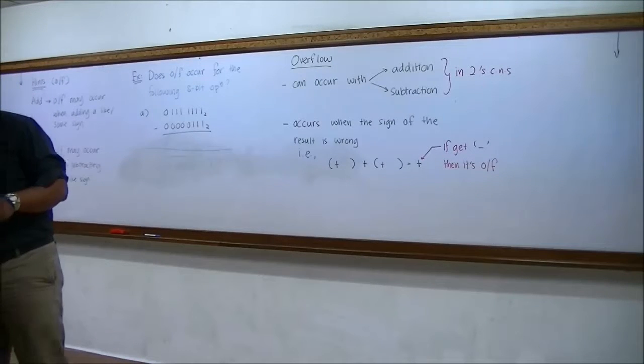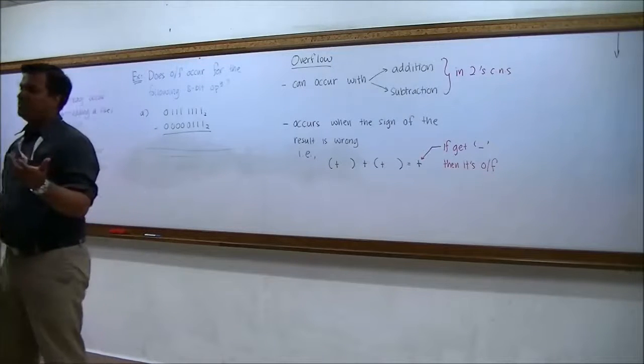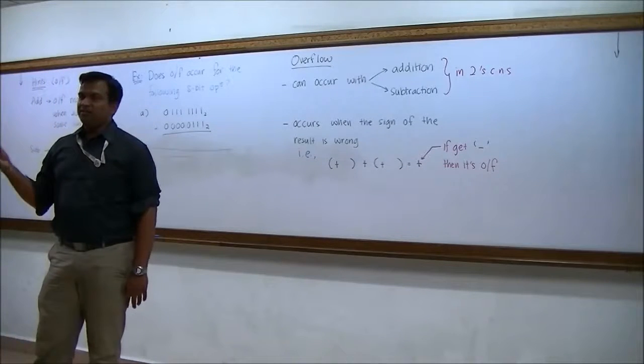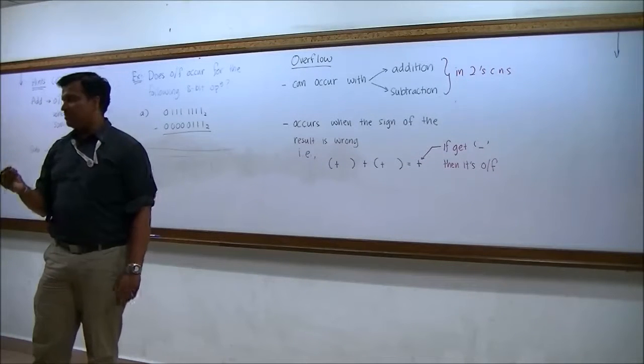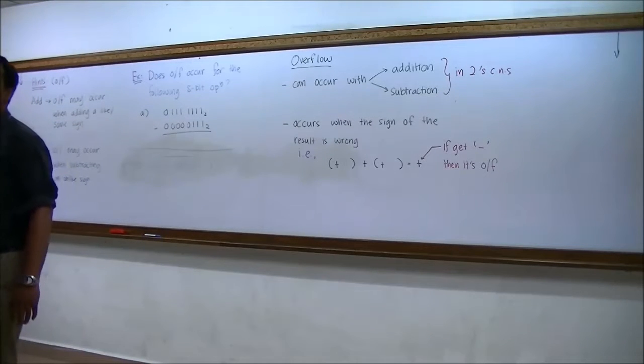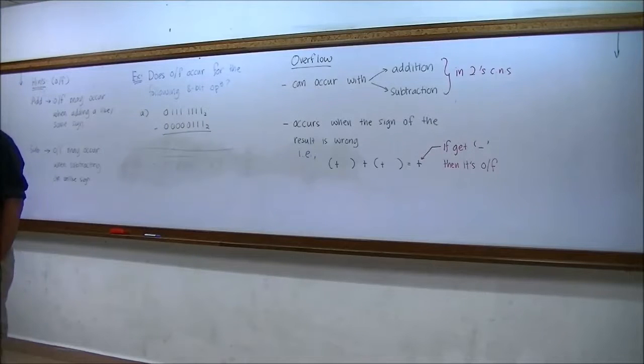If the positive number is bigger, then you'll get a positive answer. If the negative number is bigger, you get a negative answer. So you understand the logic. The answer sign must be correct based on the two numbers. If you're getting the sign wrong, that is actually overflow. It has nothing to do with the answer itself. If the answer is wrong or whatever, that's not overflow. Overflow is just a sign convention only.